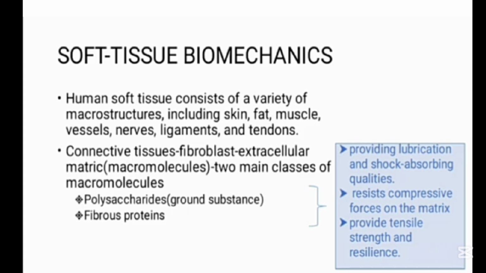And now what are the functions of these two main classes? Number 1 is providing lubrication and shock absorbing qualities, because the skin is the main barrier to absorb any kind of shock. Number 2 is resisting compressive force on the matrix, and the third point is providing tensile strength and resilience. So these 3 points are the functions of these macromolecules.